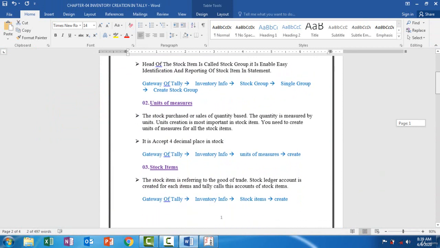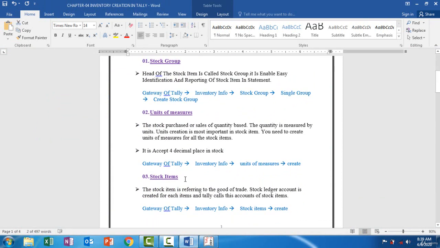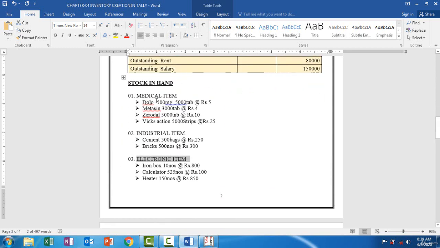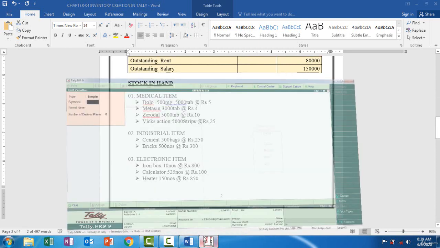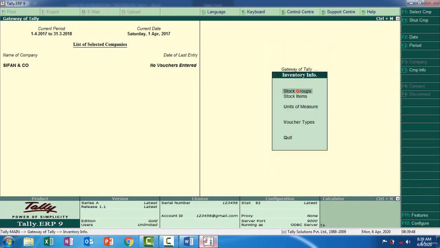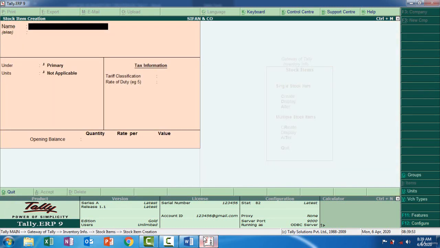The third part is creating stock items. It means that we have 4 stock items under the medical item, 2 stock items under the industrial item, and under the electronic items we have to create 3 stock items. So we are going to create the stock items one by one. How can we create? Press the escape key and come back to inventory info and go to the stock item, then create single stock item.